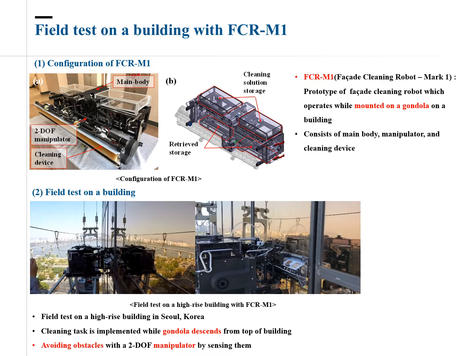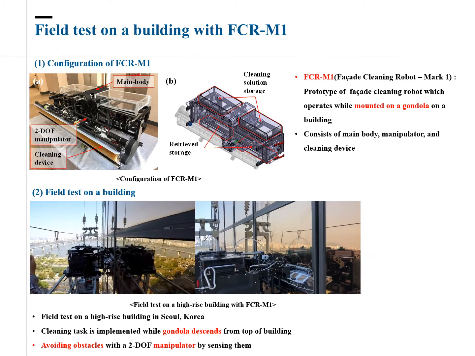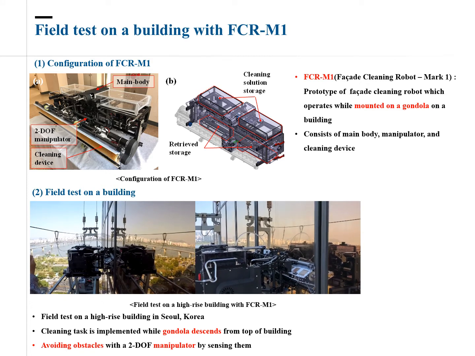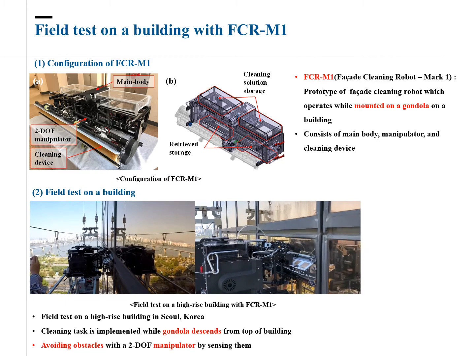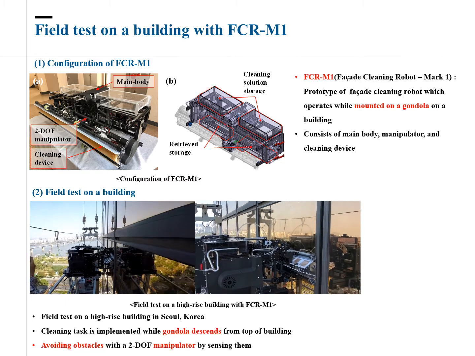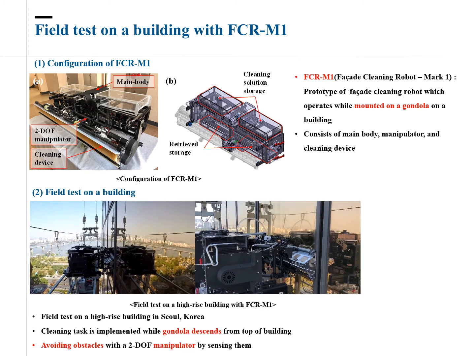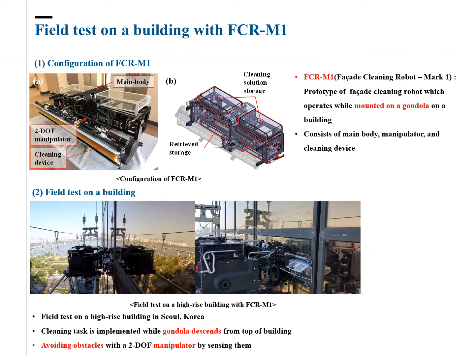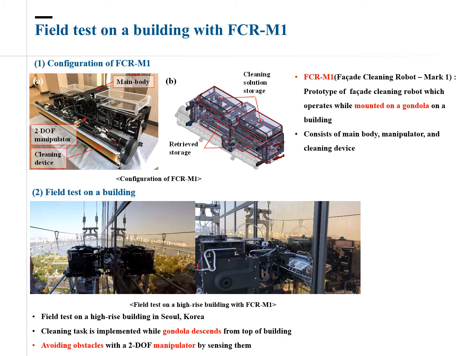As you can see in the video, the cleaning tasks are usually implemented along the gondola descending from the top of the building. When the robot meets obstacles like window frames while going down, the manipulator senses the obstacles and avoids them. And as you can see in the video, the gondola swings forward and backward when the robot meets the obstacles.